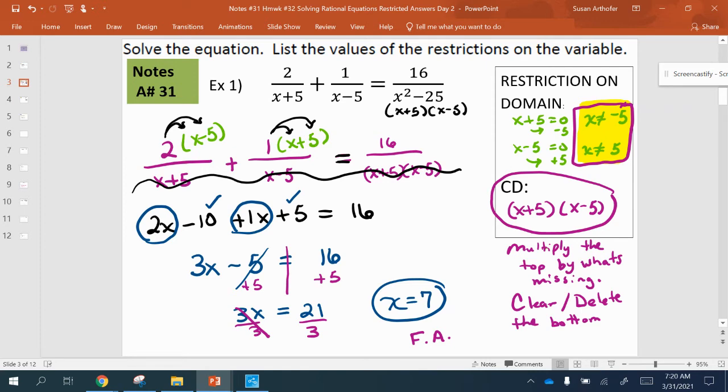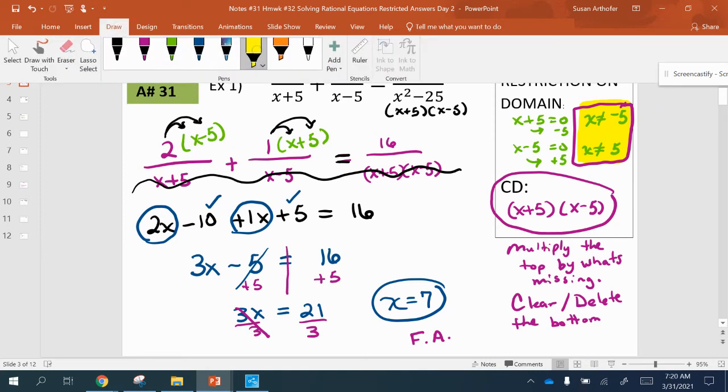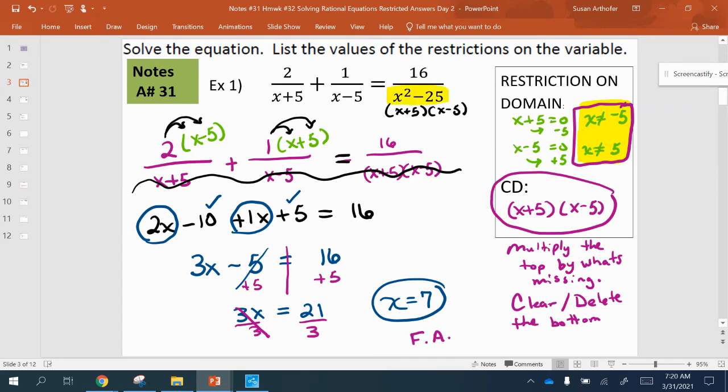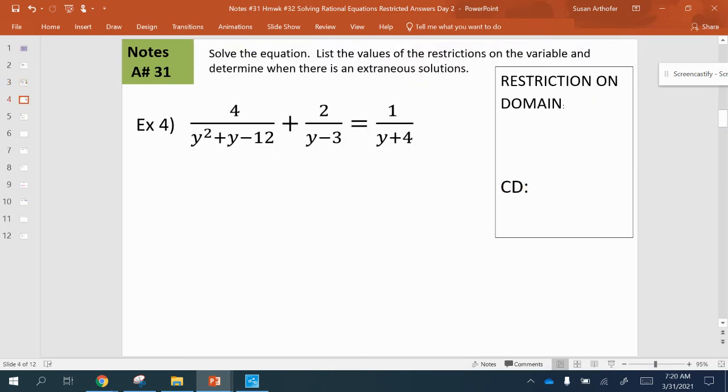Okay, let's remember what we did. We factored right here. We did all of that so we can find the common denominator. And then we multiplied the tops by what was missing. And then we get to clear out or delete, wave out the bottom, the denominator, and just solve for x. Let's try another one. Okay, if you can go ahead and write that down.